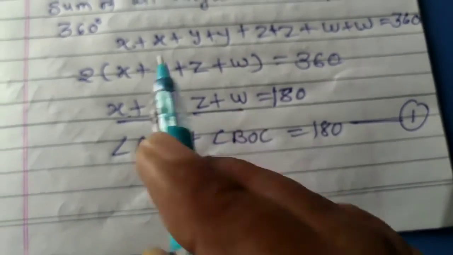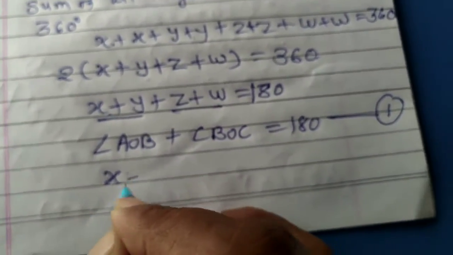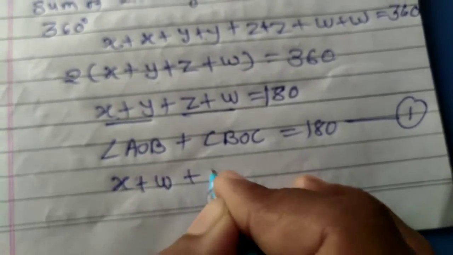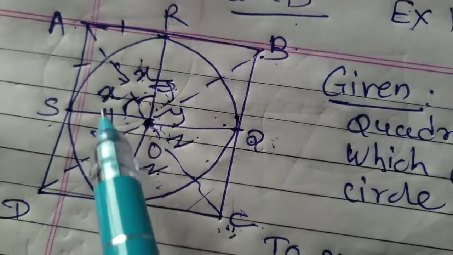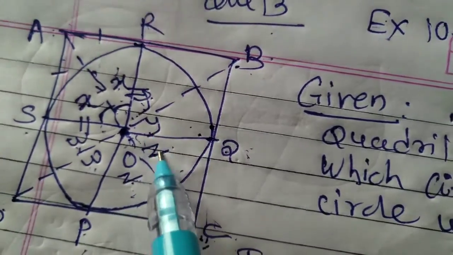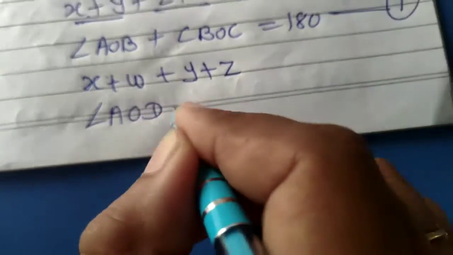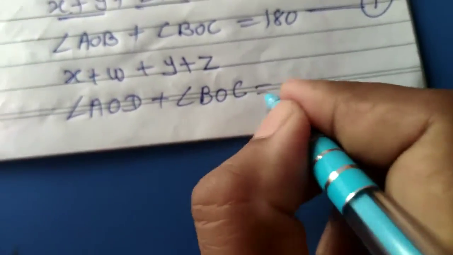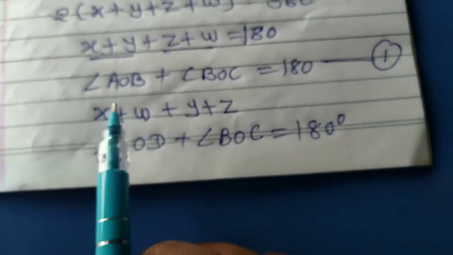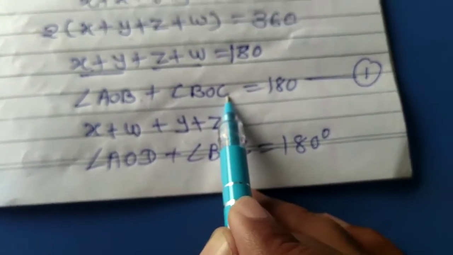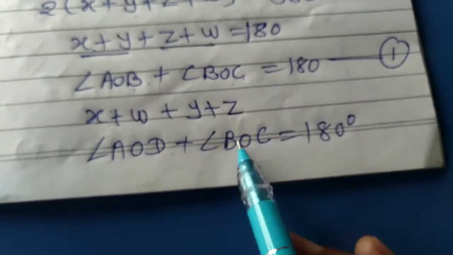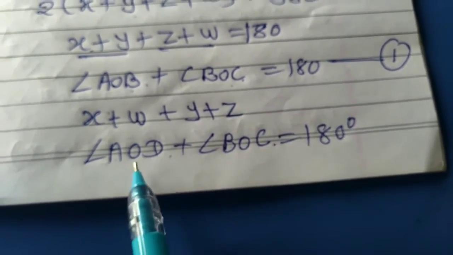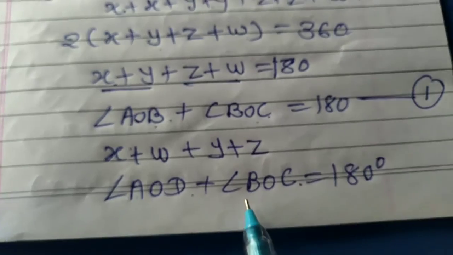Now in the same situation, if we take the pair of X plus W and Y plus Z, from the figure, X plus W means angle AOD, and Y plus Z means angle BOC. Means angle AOD plus angle BOC equals 180 degrees. Means AD and BC, these are the opposite sides, and they subtend supplementary angles at the center O. That is the proof.